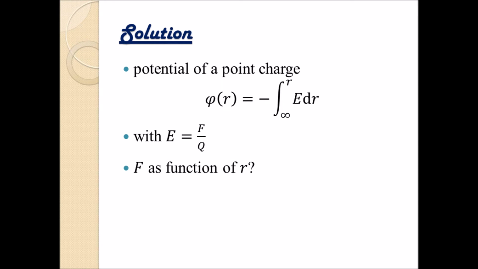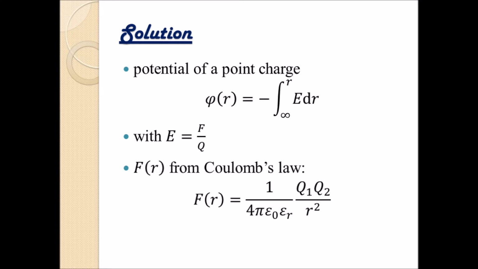And the answer is really simple, because we can take F from simply Coulomb's law. And this states that F as a function of r equals 1 over 4 pi epsilon 0 epsilon r multiplied with Q1, Q2 and divided by r squared. So F is inversely proportional to r squared. So the larger the distance, the smaller the force, which I suppose makes sense.